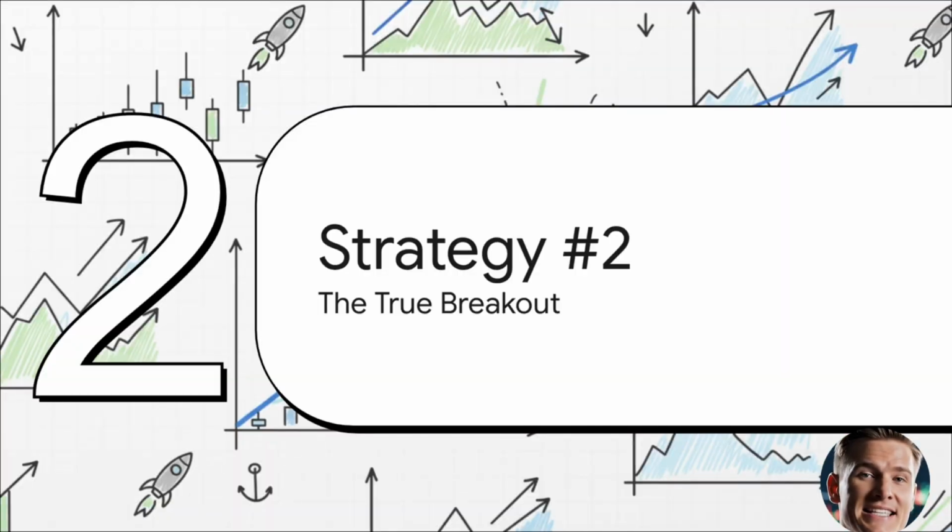Okay, let's switch gears and move on to our second strategy. This one tackles the other side of the coin. How do we identify a genuine trend reversal? And more importantly, how do we avoid getting burned by all those frustrating fakeouts?